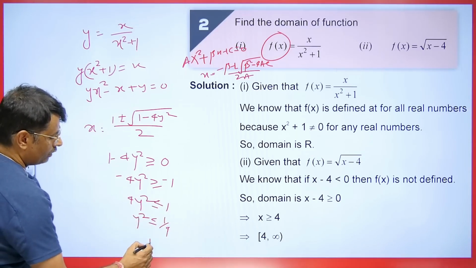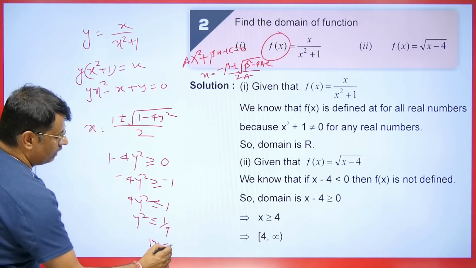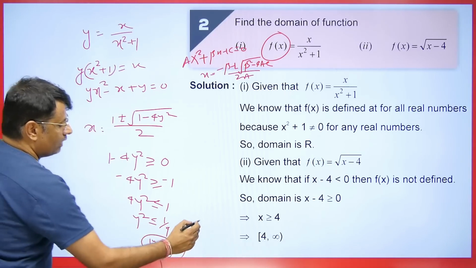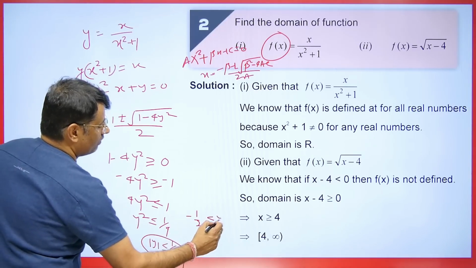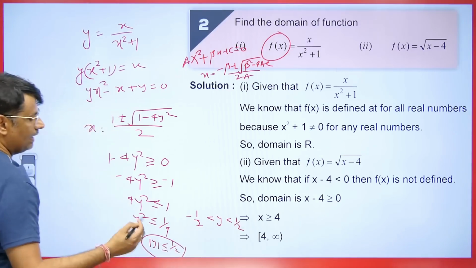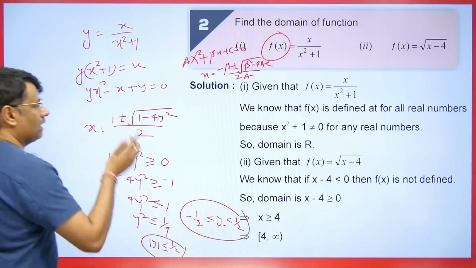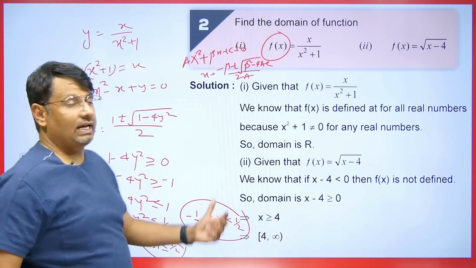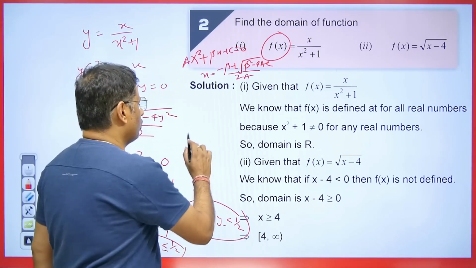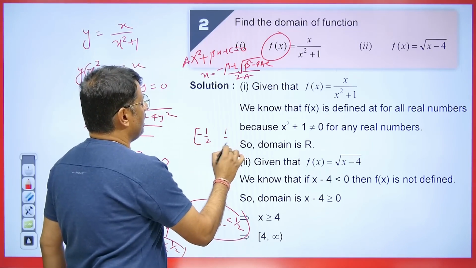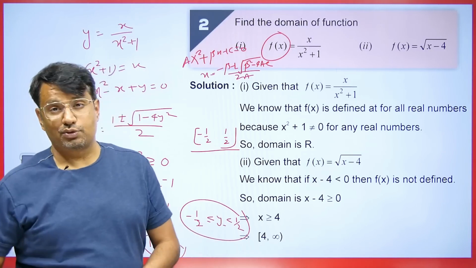If we take its root, then it will be mod y less than or equal to 1 by 2. So students, it simply means that the value of y should be between minus 1 by 2 and 1 by 2. If this is the case, then its value will exist here. So this will be its range. From the closed interval minus 1 by 2 to 1 by 2 we can calculate this. This will be its range.